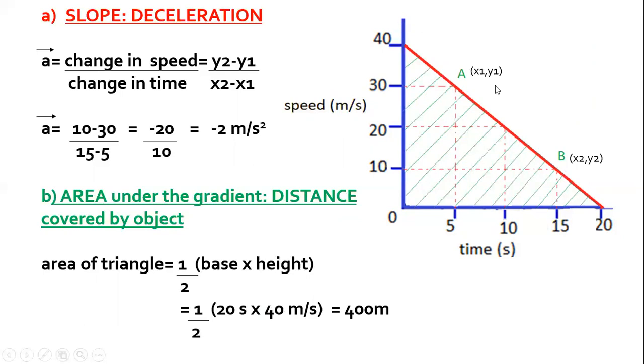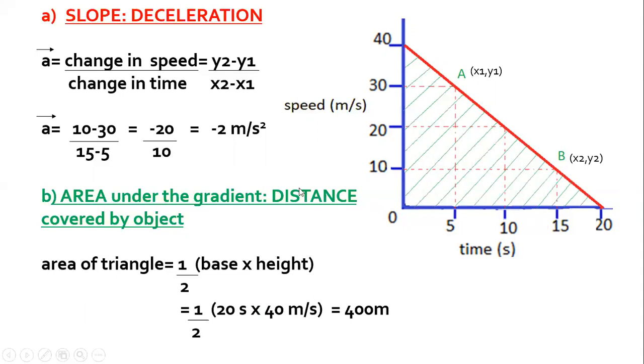For x1, I have to look on the x-axis, which will be 5. And for y1, I will look at the y-axis, which is 30. Then x2 over here is 15, and y2 correspondingly on the y-axis is 10. We'll be using these values in the formula, and my answer comes out to be minus 2 meters per second squared. The minus sign represents that yes, my body is decelerating.